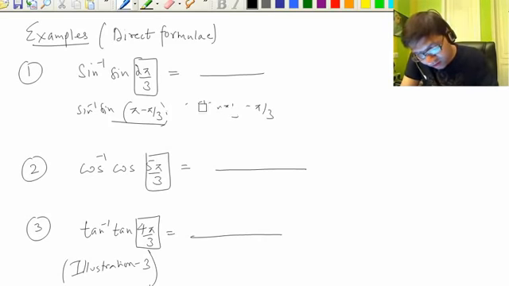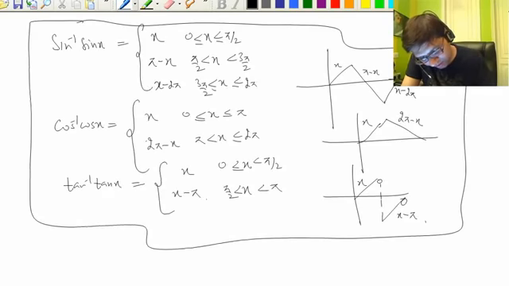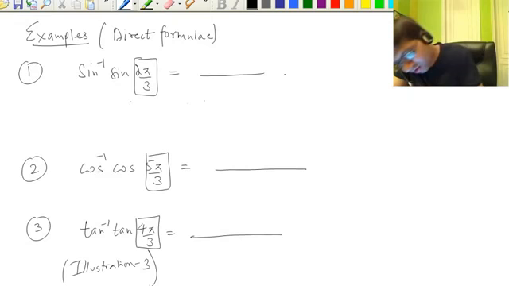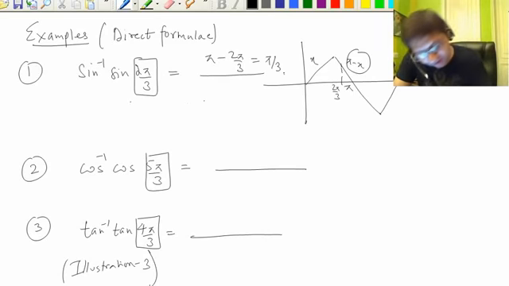But there is another way, and though it's very simple, you can use the graphs we discussed here. Sorry, these graphs. For example, the graph of sin inverse sin x, let's draw it again, and see where 2 pi by 3 is. 2 pi by 3 is here, and you know this definition: this is x, this is pi minus x. So you have to use this pi minus x definition. Pi minus x means pi by 3. Very easy. From the graph it's very easy.